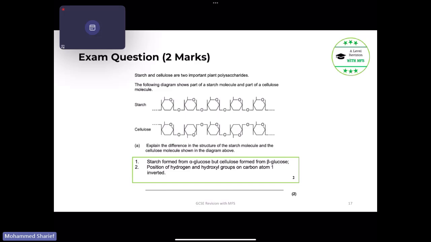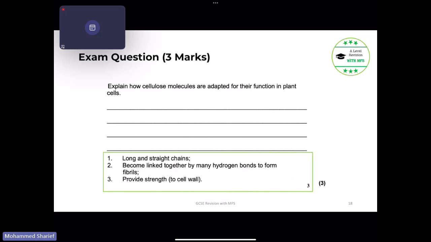Okay, and then explain how cellulose molecules are adapted for that function in plant cells. Again, you're just describing the structure of cellulose. They have long, straight chains. They are linked by hydrogen bonds, which collectively provide strength. And the structure which is formed is known as a fibril.